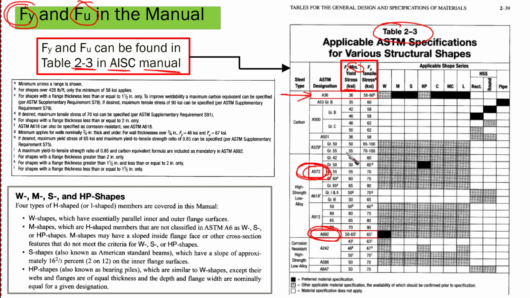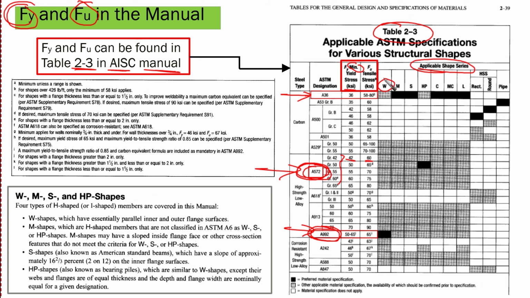We're going to find a bunch of designations for it, for example A572 grade 42, 50, 55, 60, 65. Based on the grade, we can find the minimum yield and the corresponding tensile stress, and so on for all of them. These are the most commonly used ones. In the table on the right, you're going to find the applicable shape series, which is the preferred material specification for each type of section.